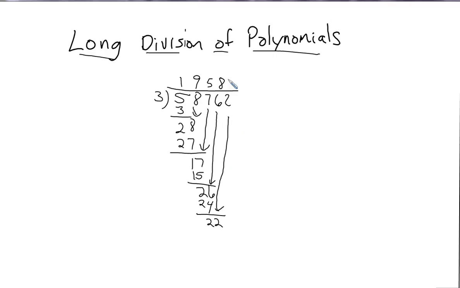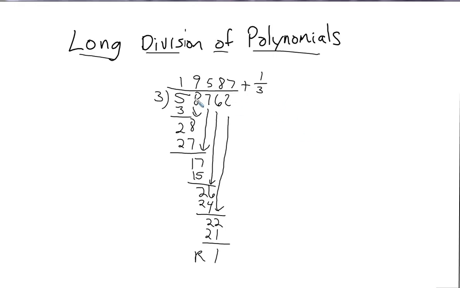3 goes into 22 7 times. 3 times 7 is 21. That leaves me with 1 left over. We've reached the end, so we have a remainder of 1. But how we're going to write it is, this is 19,587, plus we have 1 of 3 left over. So we're going to say plus 1/3, because our remainder is 1, our divisor is 3. So my answer is 19,587 plus 1/3.